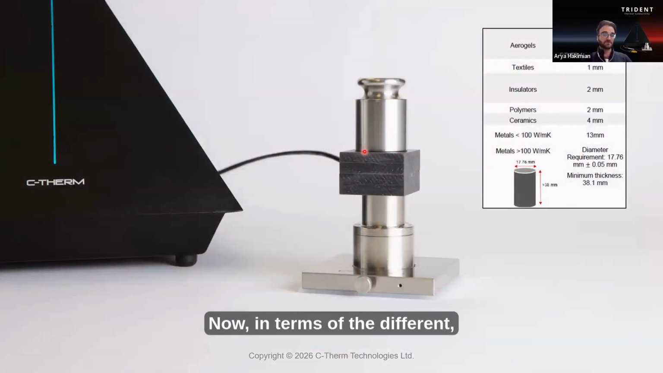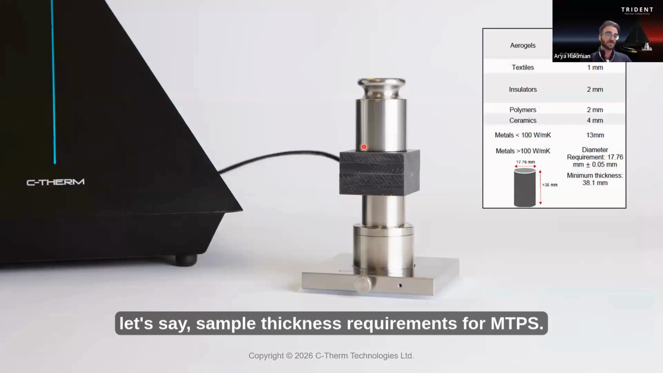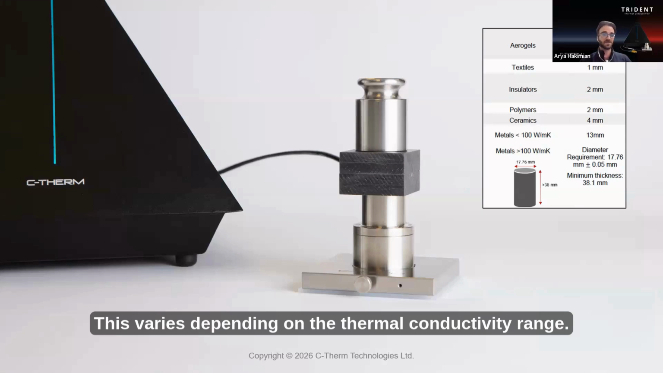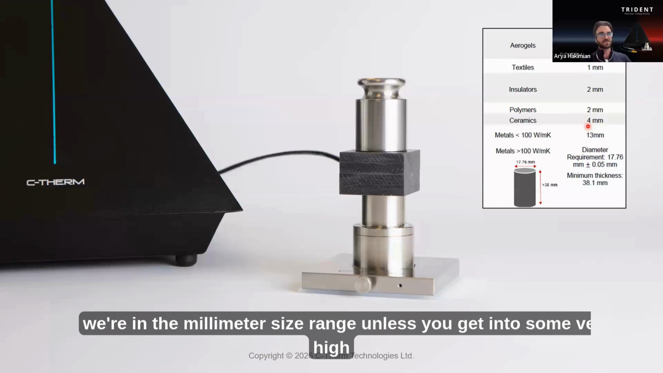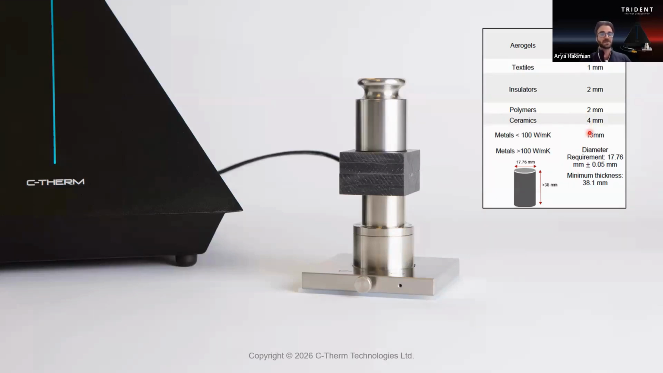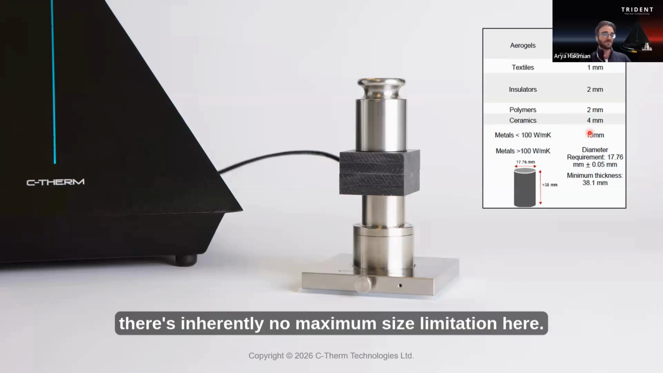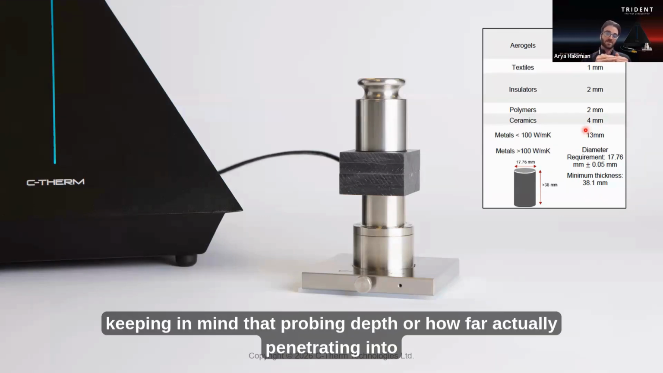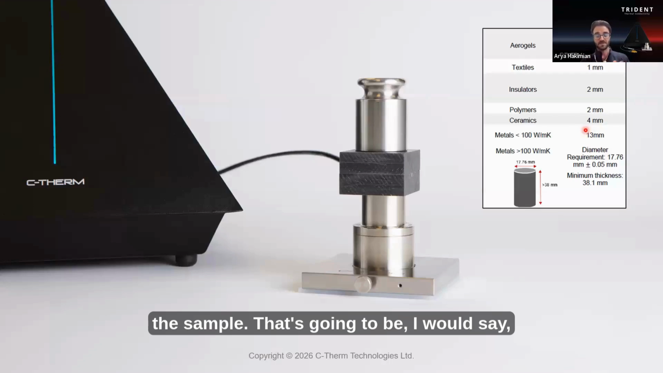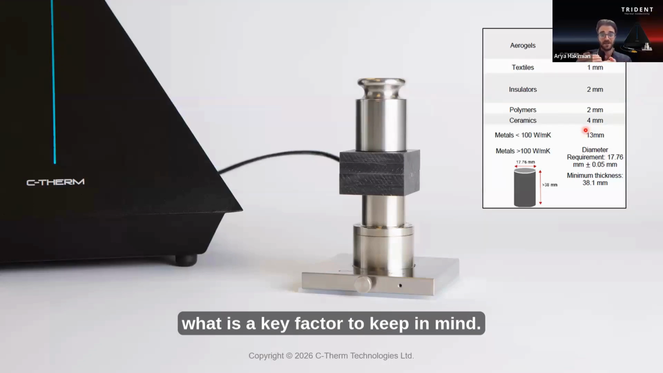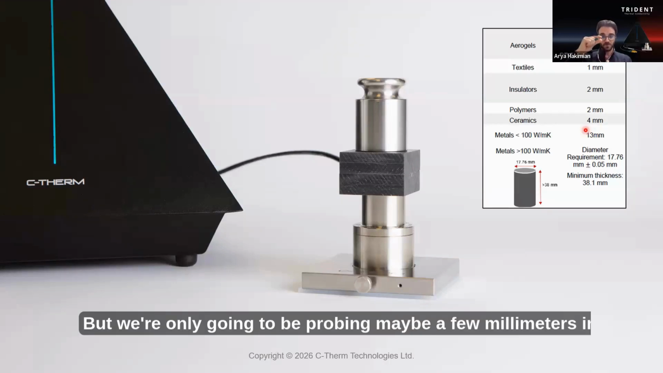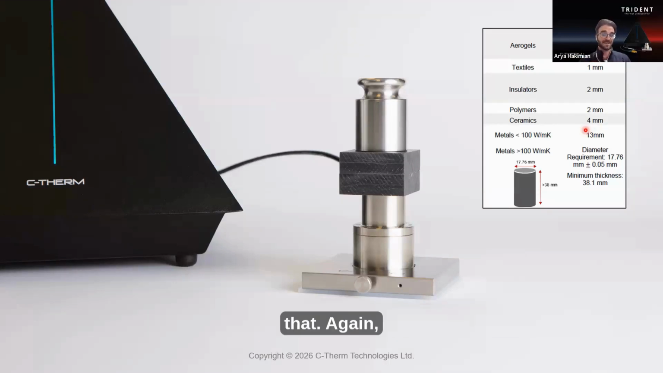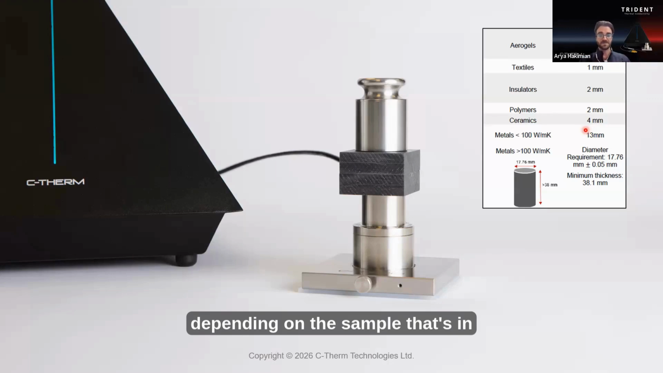Now, in terms of the sample thickness requirements for MTPS, this varies depending on the thermal conductivity range, the material type that we're working with. Generally, we're in the millimeter size range, unless you get into some very high conductivity materials. Again, there's inherently no maximum size limitation here. But keeping in mind that probing depth, or how far we're actually penetrating into the sample, is a key factor, because you could have a sample that's 10 centimeters thick, but we're only going to be probing maybe a few millimeters into that, again, depending on the sample in question.